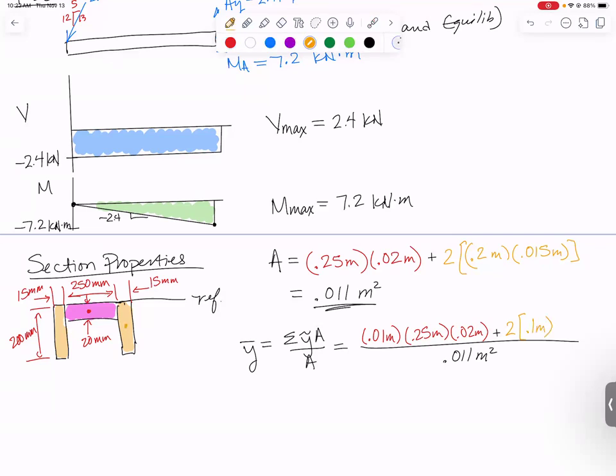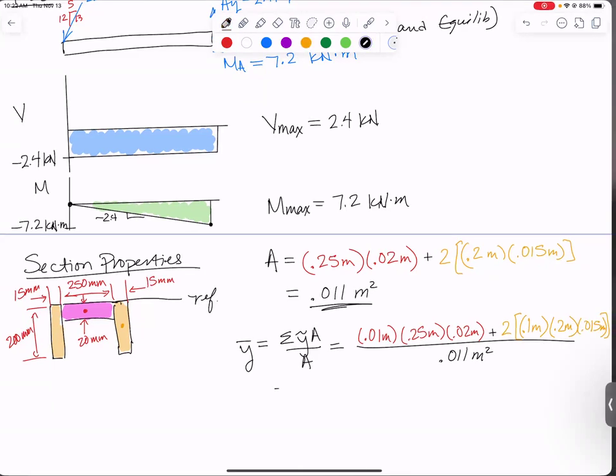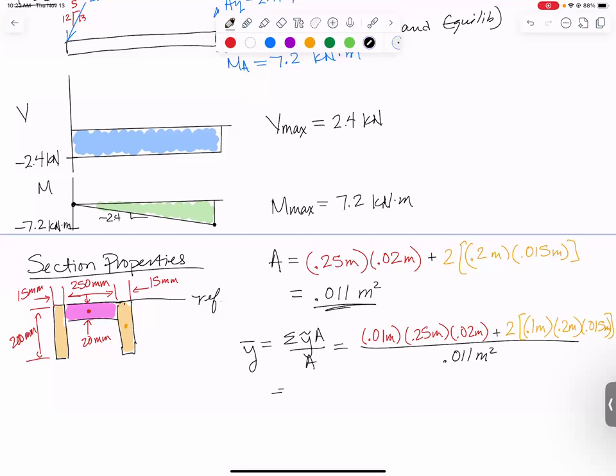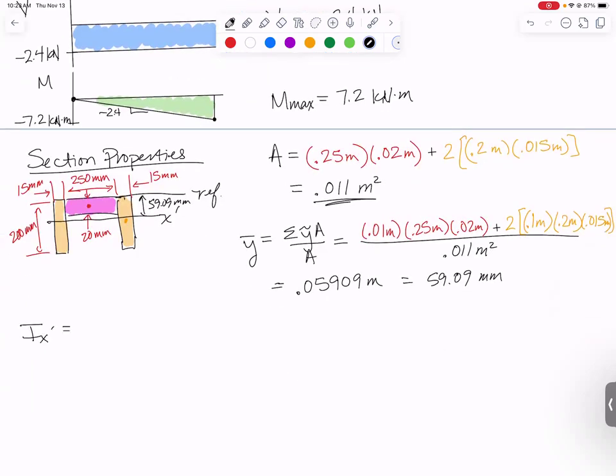0.1 meters is the y tilde, and the areas would be 0.2 meters times 0.015 meters. And we multiply all of that out and get y bar is 0.05909 meters. I like writing this down in millimeters. It helps me realize, is it a reasonable number? Centroidal axis x prime would be 59.09 millimeters down from the reference line. We're going to need moment of inertia about that centroidal axis.